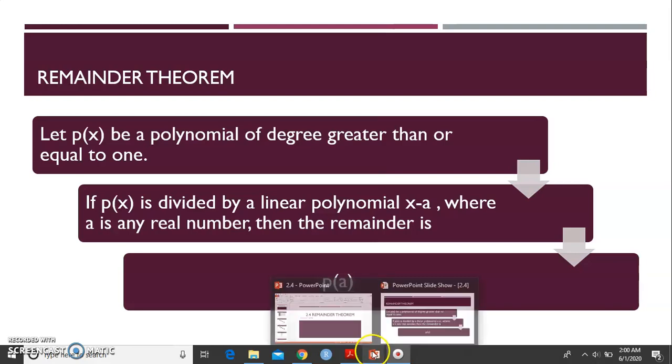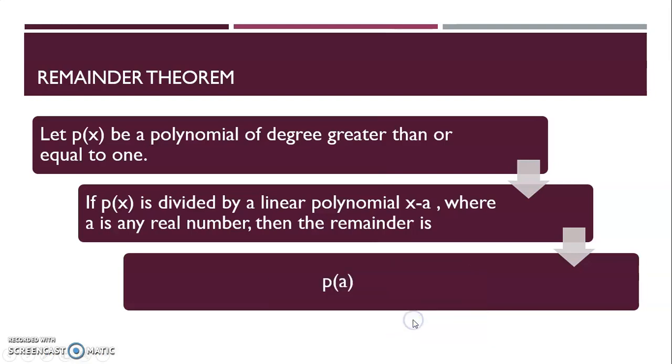Okay, so we saw the remainder theorem. That is, when we divide a polynomial of degree greater than or equal to 1 by a linear polynomial, to find the remainder, all we have to do is find out what the 0 of the divisor is. If the 0 of the divisor is a, then the remainder will be p of a, where p of x is the dividend.